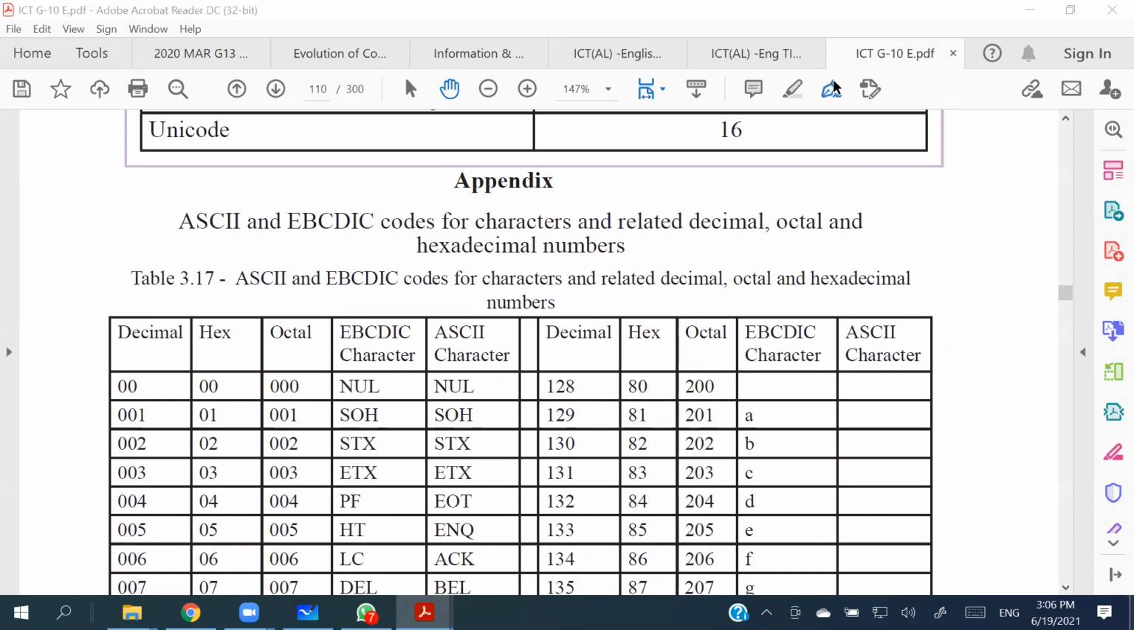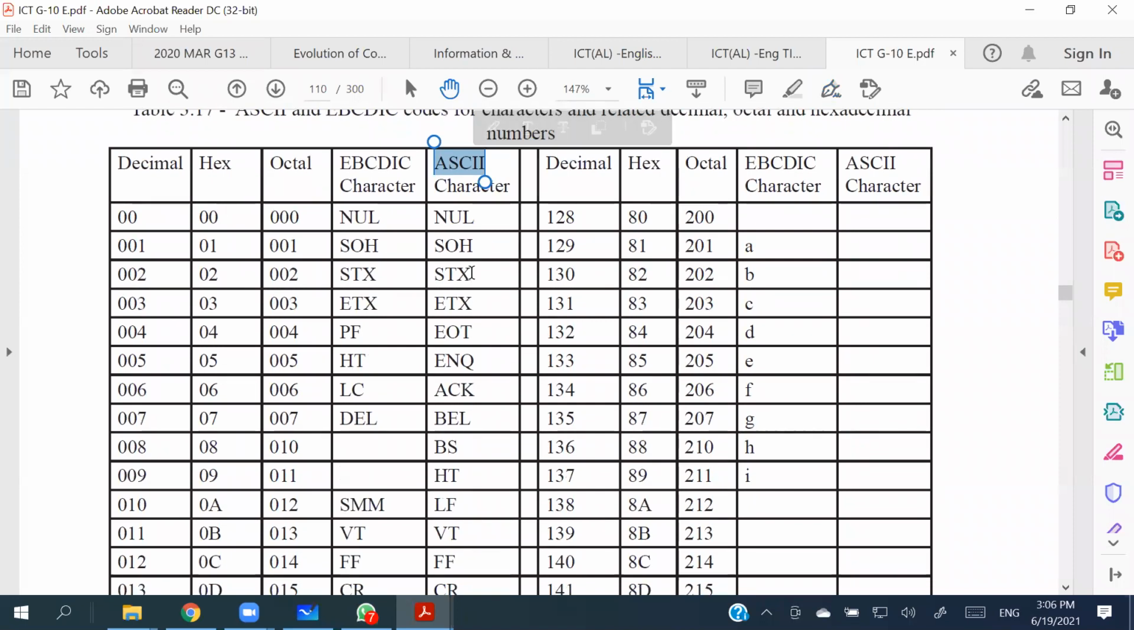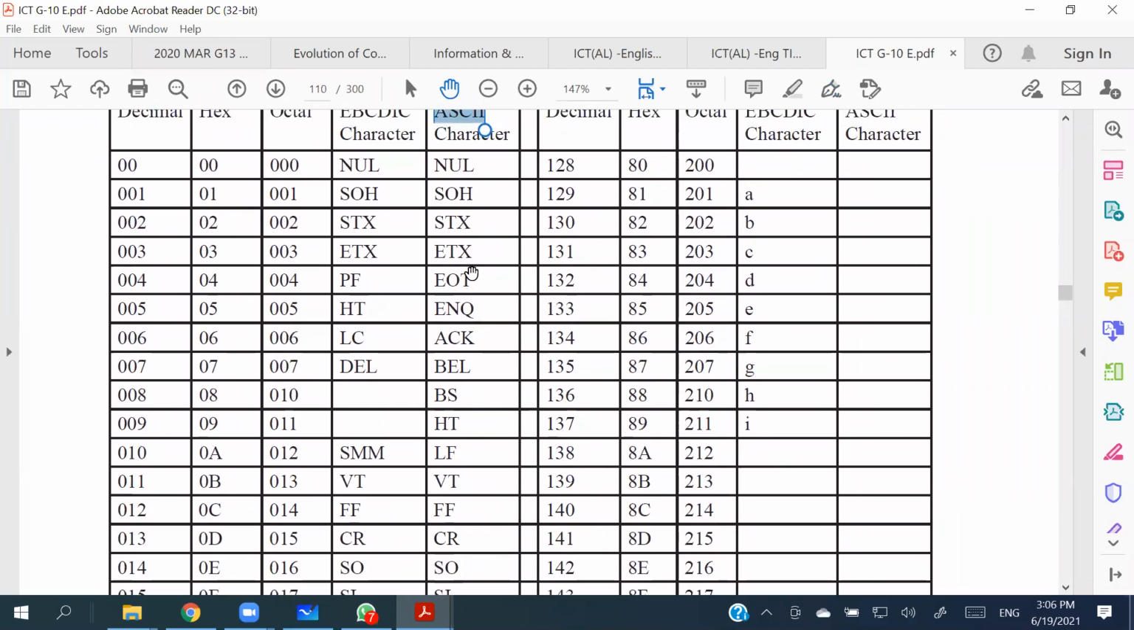Right now, this appendix shows you how the characters are available in the number systems. Here we have the decimal number system in the first column, then hexadecimal, octal, EBCDIC characters and ASCII characters. Right, so now let's see. Here they are referring to the characters.